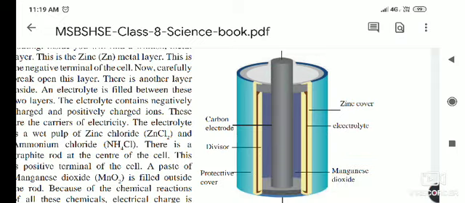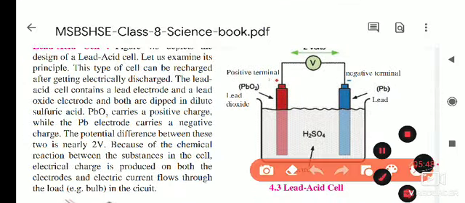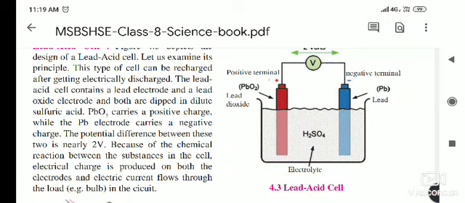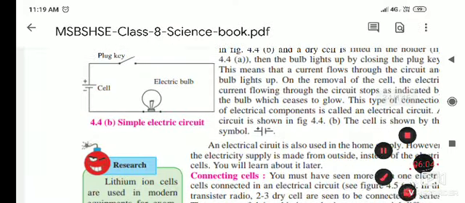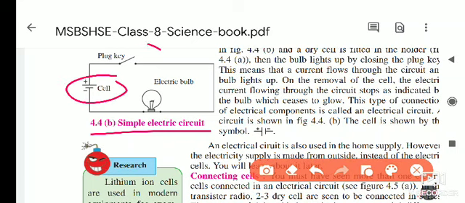Next is the lead acid cell. Here is the lead acid cell's diagram, and you have to draw this. The figure is very simple, but the names are very important. And last is the figure I asked for, the simple circuit diagram of a simple electric circuit. In this, here is a cell, this is a plug key, this is a bulb. That circuit diagram is important.